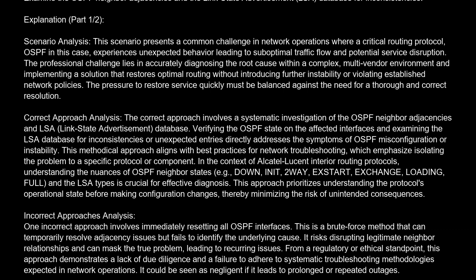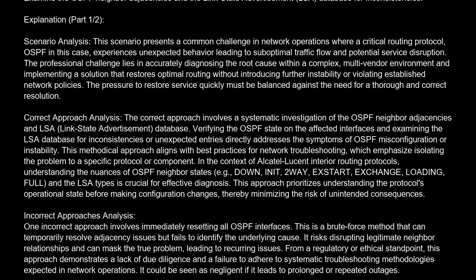Correct approach analysis. The correct approach involves a systematic investigation of the OSPF neighbor adjacencies and LSA, link state advertisement, database, verifying the OSPF state on the affected interfaces, and examining the LSA database for inconsistencies or unexpected entries. This directly addresses the symptoms of OSPF misconfiguration or instability.